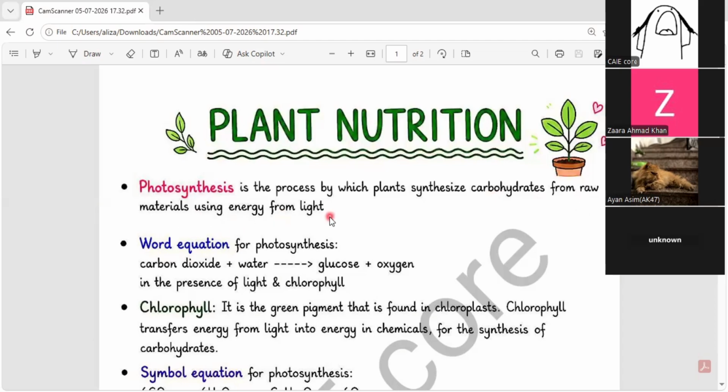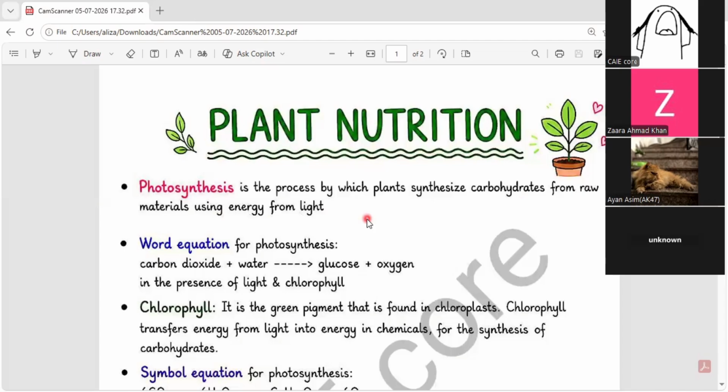Without light, plants would not be able to do this, so the energy they get is from light. I hope this definition is clear. Any doubts, send in the chat. Once again, I'll repeat. It is the process by which plants synthesize carbohydrates from raw materials using energy from light.